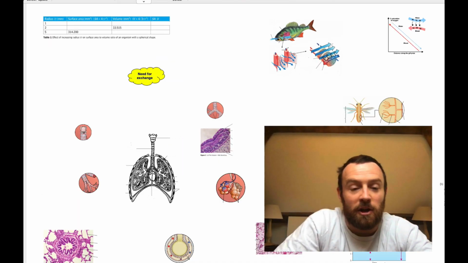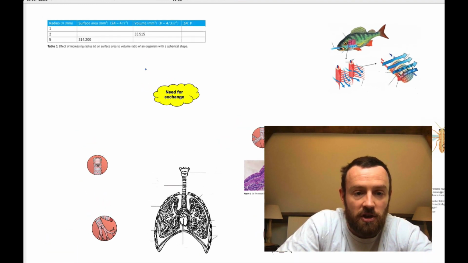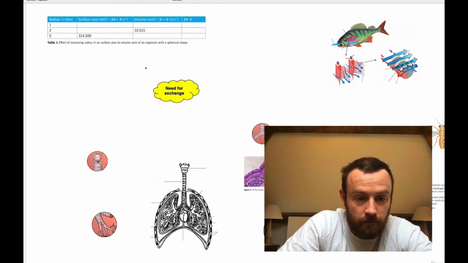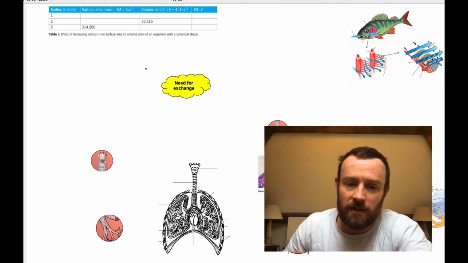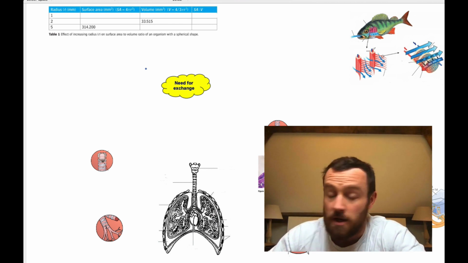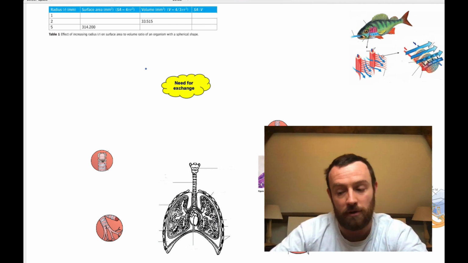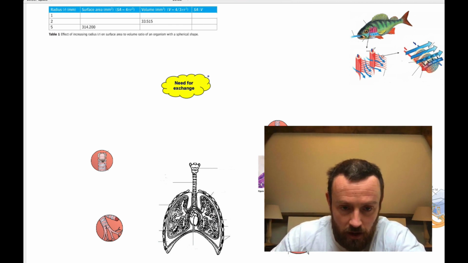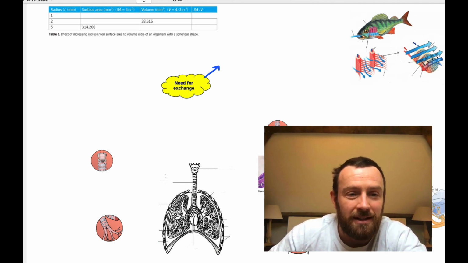Okay, so the first thing we're going to look at over here is why we actually need exchange surfaces. At a very basic level, living things need to exchange things with their surrounding environment because we need to get certain molecules and take them into the body and get rid of certain other molecules. So that's really the why.